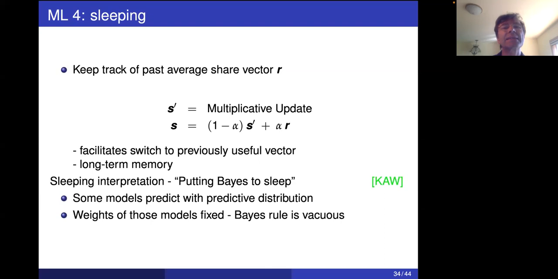A better way to do it, we call it sleeping. You mix in a little bit of the past average weight vector. I did this together with Olivier Bousquet and later on with Wouter Koolen and Dmitry Adamskiy from Royal Holloway. This has beautiful effects: it's very good to switch back to the previously good weight vector. It has a long-term memory. It has a sleeping interpretation. We wrote a paper called Putting Bayes to Sleep.